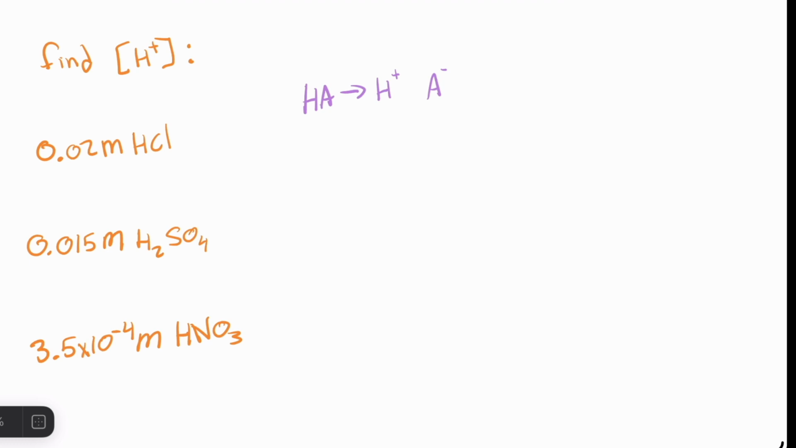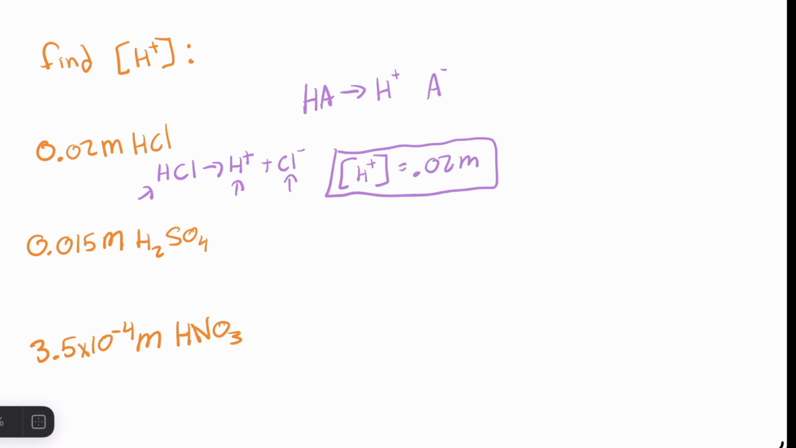So if we break this problem down, HCl 100% dissociates into H plus and Cl minus. Since we have 0.02 molar of HCl, we need to have 0.02 molar of each of its components. So our proton concentration will be 0.02 molar. Let's look at another example.